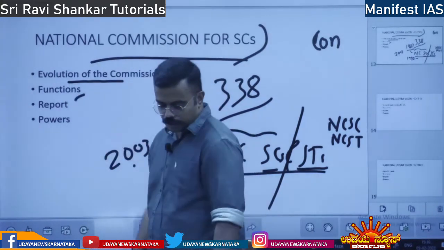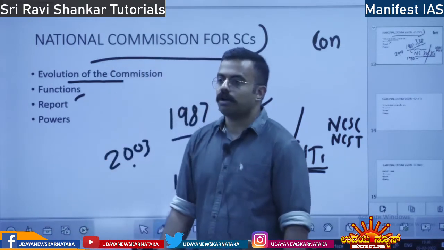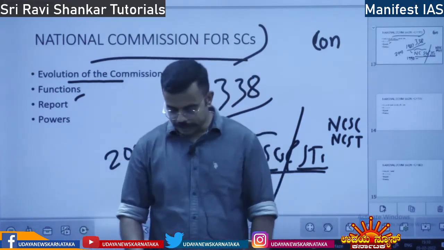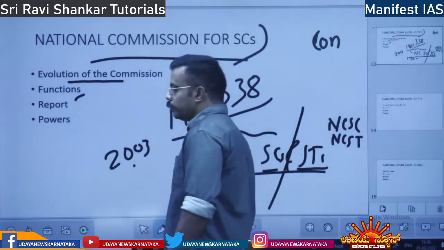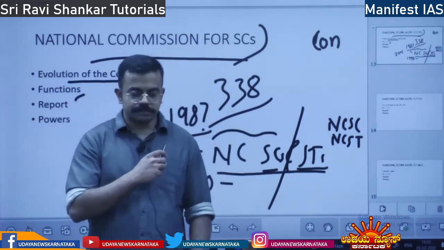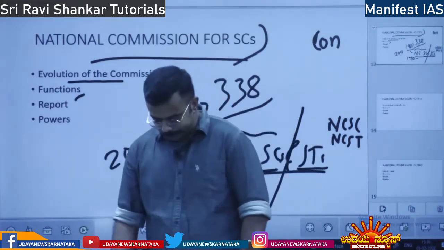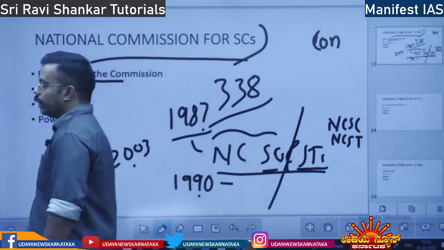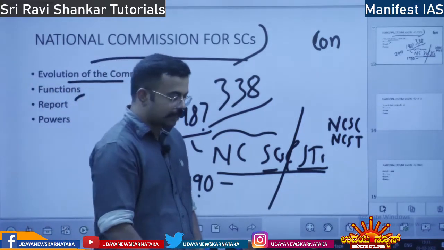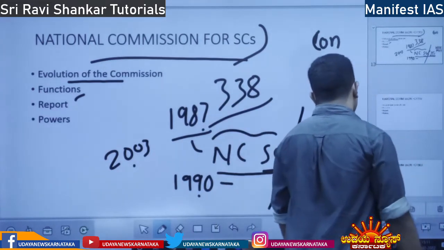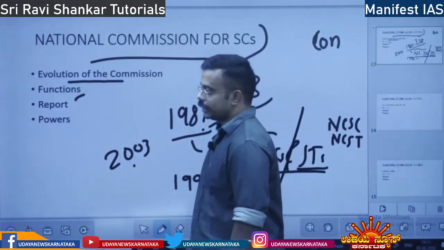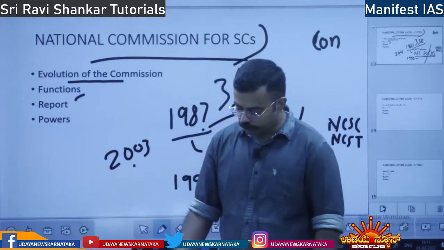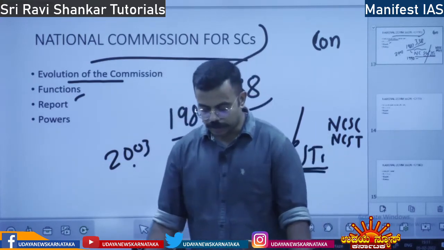Functions of the commission. What are the functions of the commission? To investigate all matters related to scheduled castes. It is investigated by this body. Next, specific complaints. Any problem to the SCs, any specific complaint, is investigated by this body. And also to plan for socio-economic development: socially and economically, how the members of the SC have to be brought up. So that planning is also contributed to by this body.